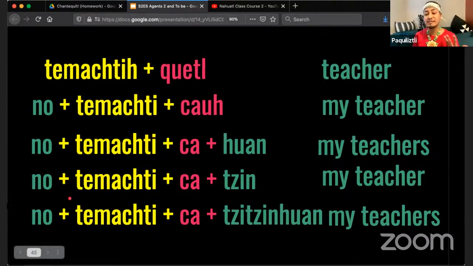If you wanna say my Nahuatl teacher, no nahua temachtika. So these ket verbs and ket nouns act like regular nouns. And so you can put prefixes in front of them. So if you want to say teacher, it's not temachtiket, but you want to say nahuat teacher, you can combine it the same way as you would combine it with any other noun. So you drop the TL of the nahuat, and then it would become nahuat temachtiket, nahuat teacher.